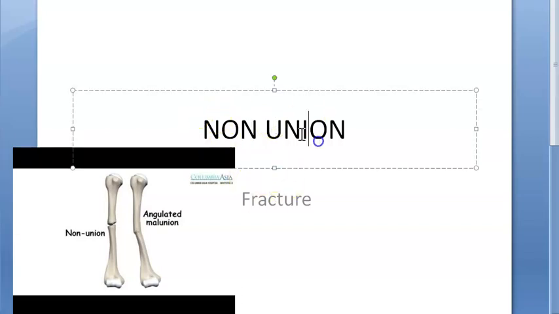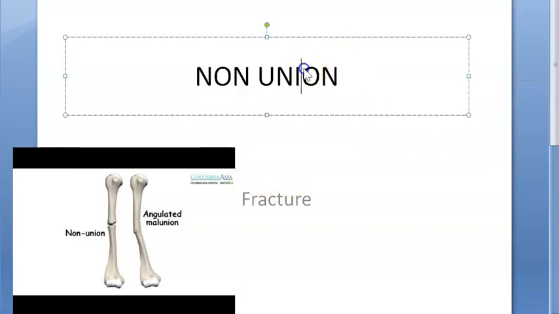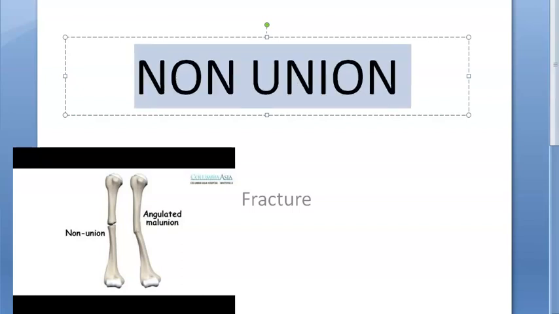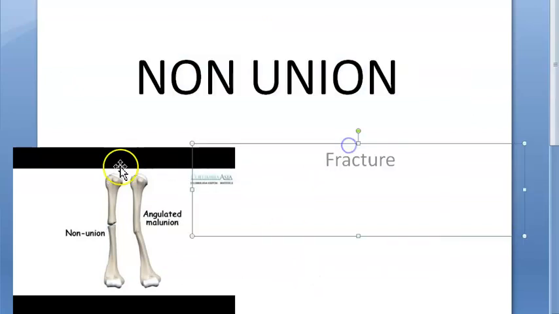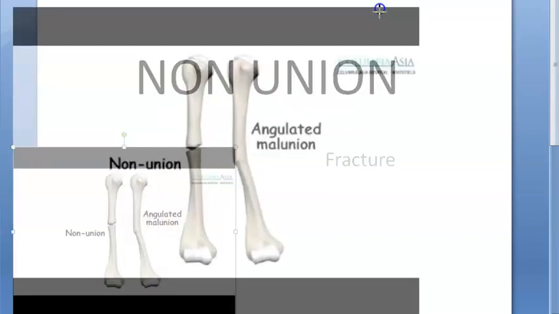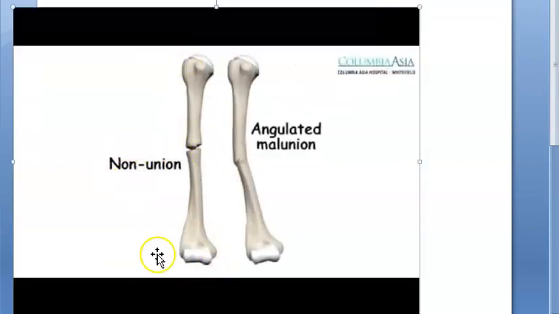In this video, let's look at this topic, non-union. So a non-union of what, guys? Of a fracture. Okay. So non-union means what? It is not united, right? So look at this image here. They are showing you the fracture of, I'm guessing, a humerus. So here you can see there is no union at all.